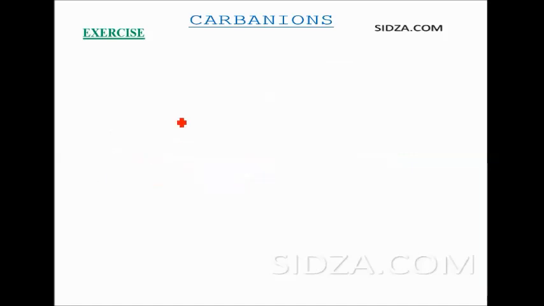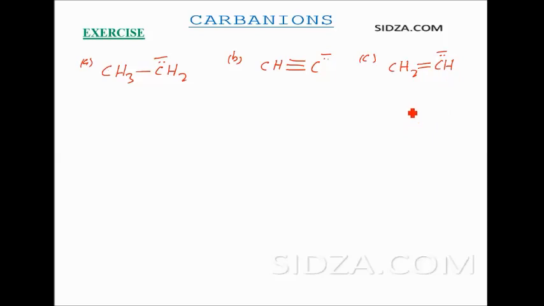Right, let's take some other questions as well. For example, let me write down here some of the carbanions. If we have CH3CH2 negative here, this is a primary one, I think, right? Let's say this is the first one, and let's take another one, the CH triple bond C negative, and the third one is CH2 double bond CH, negative, like this. Among the three, what will be the stability order?